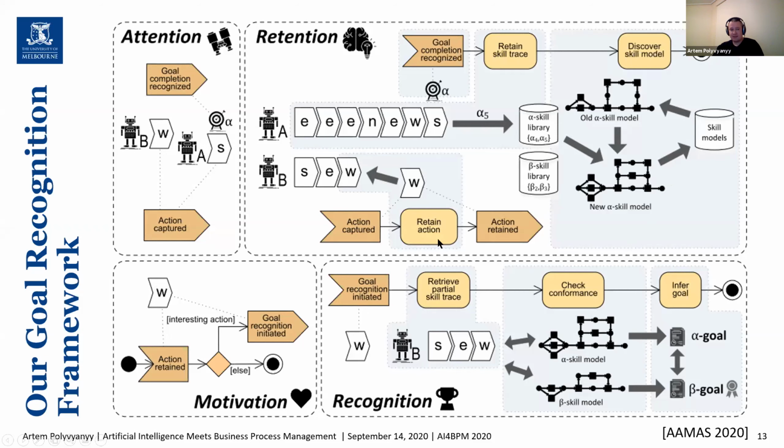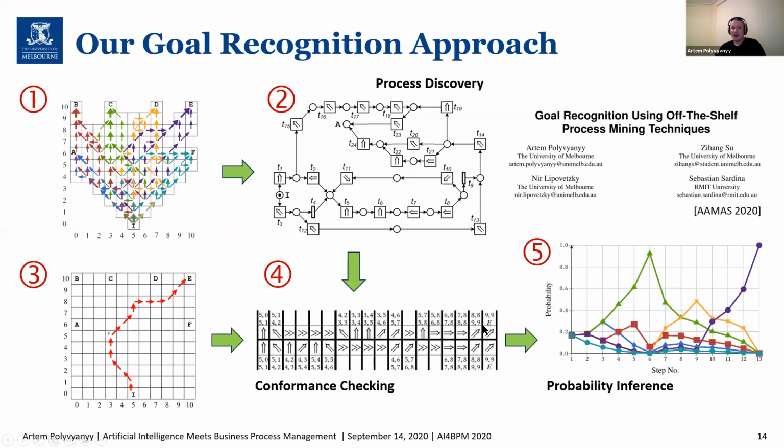Then in the motivation phase, the agent decides, okay, now I want to recognize a certain goal, and when that decision happens, we appeal to our retained memory of what has happened. We then check conformance between what we know about the skills to achieve different goals and what we currently observe, and then we infer the goals. So basically, we then instantiated this framework with process mining techniques.